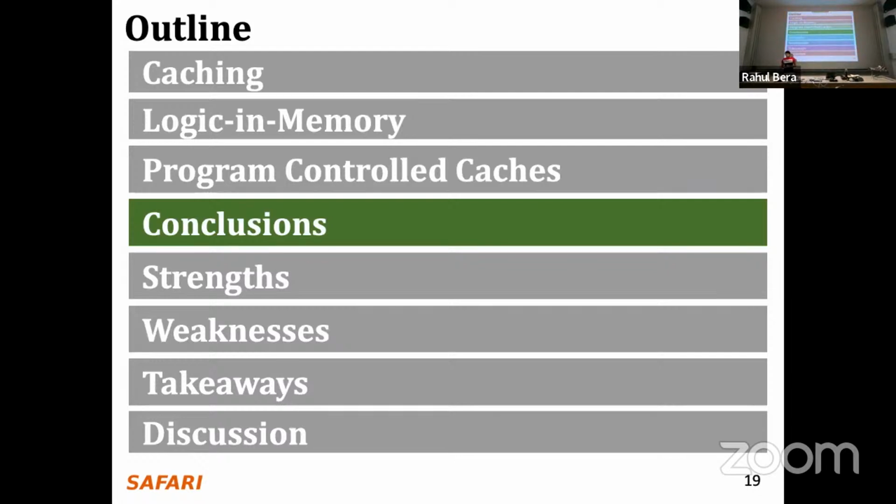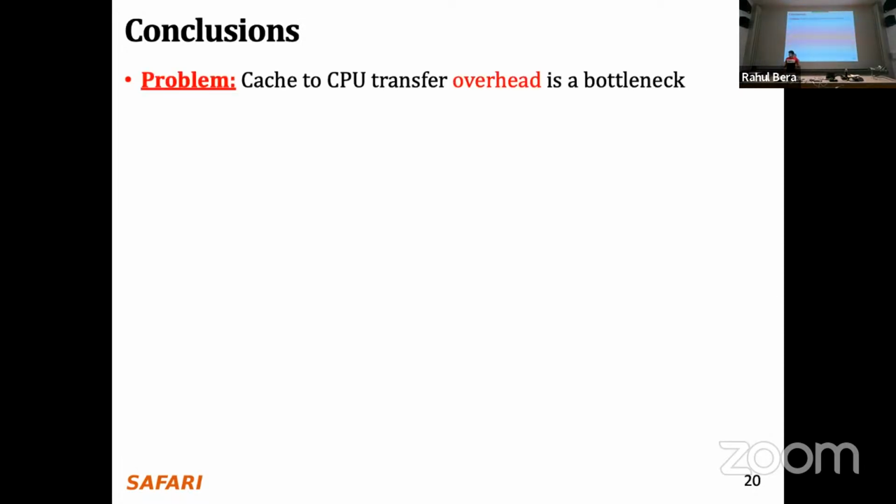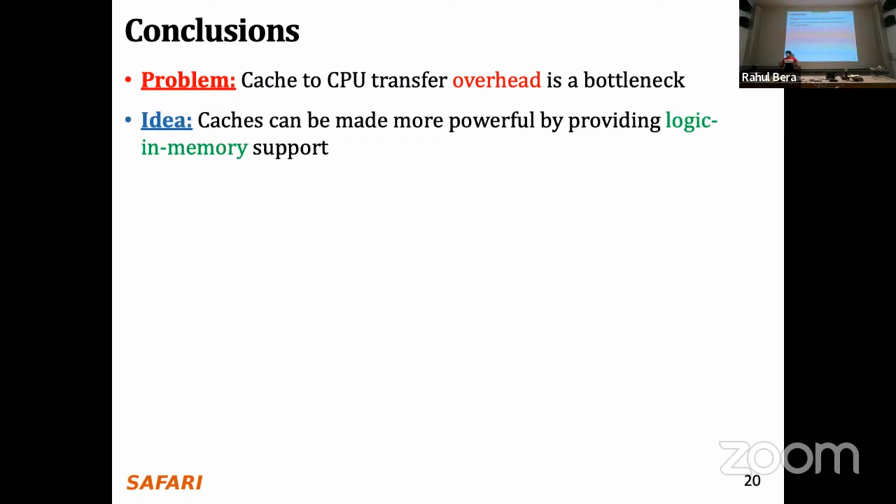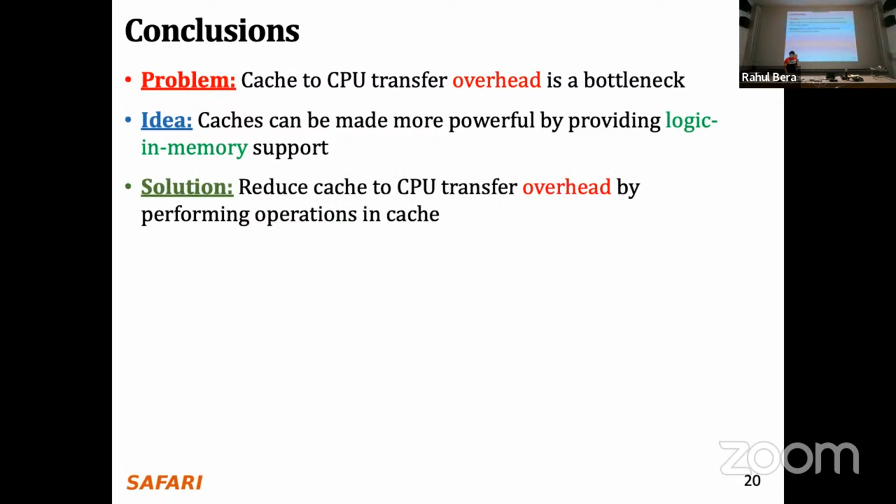Finally, conclusions of the paper. Let's quickly summarize what the paper has talked about and then talk about some key takeaways from the paper. So our problem was that cache to CPU transfer overhead is a significant bottleneck. The author proposed the idea of using logic-in-memory operations to perform operations directly in cache itself. This reduces CPU to cache transfer overhead.